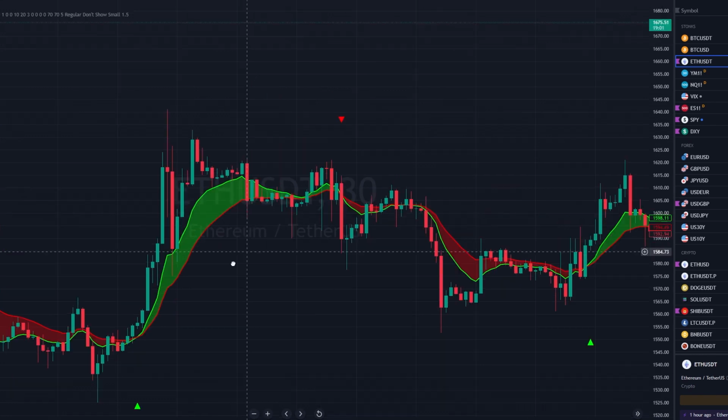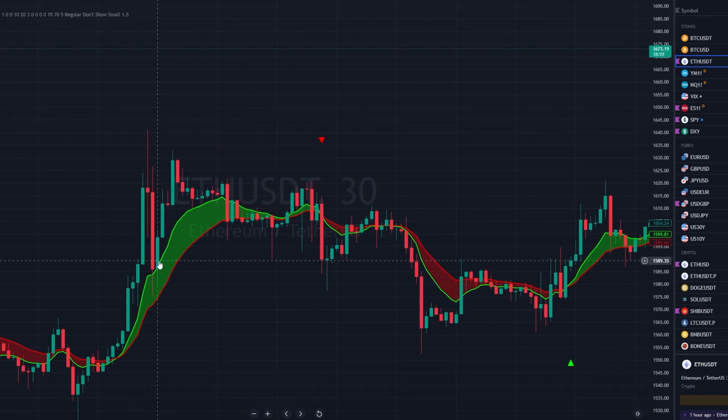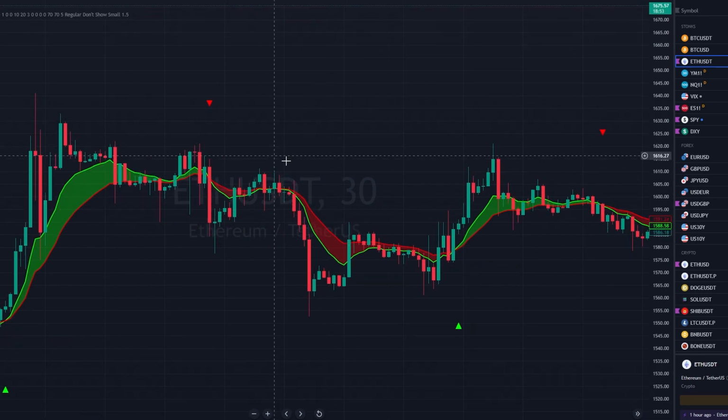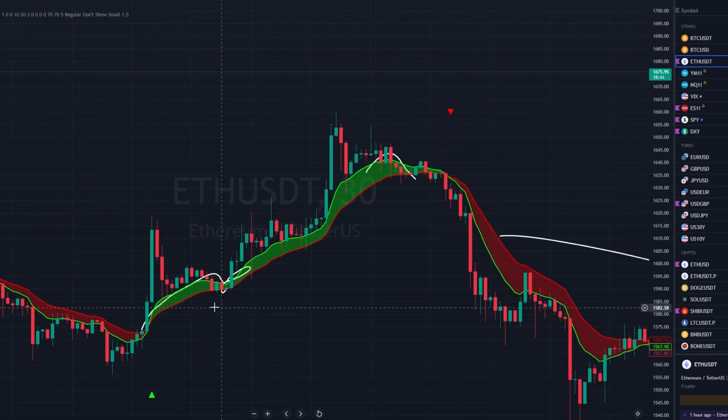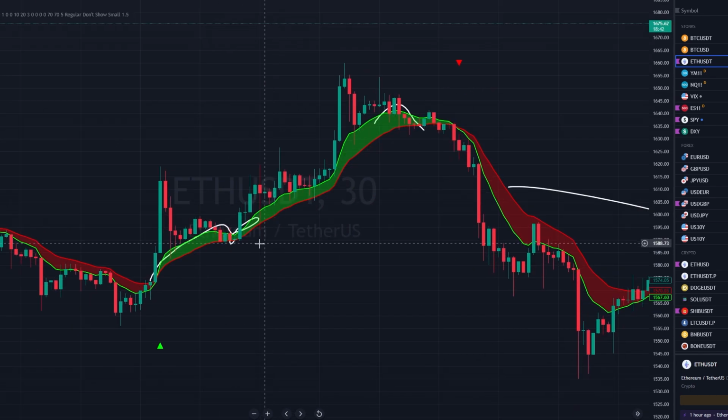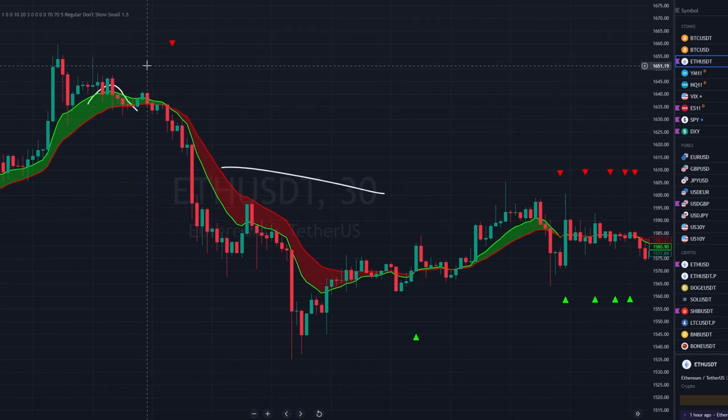The way the bands work is when the fast moving average crosses under the slow moving average, it shows a bearish momentum and a downtrend starting. And when the fast moving average crosses above the slow moving average, you will see an uptrend starting there. As long as the price is above the moving averages, as long as the price is above the green bands, we are likely to continue heading up. And as long as the price action is under the red bands, it's likely we're going to continue heading down.